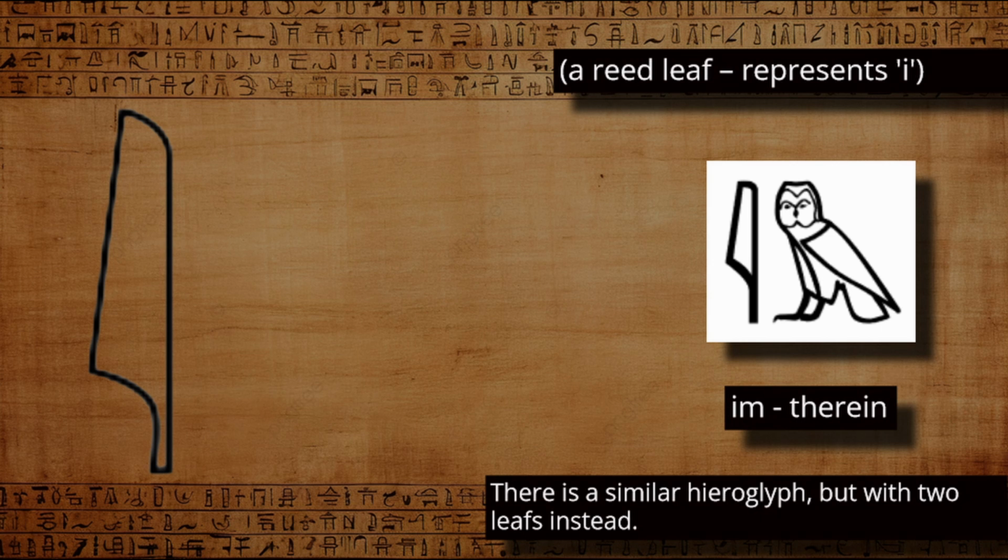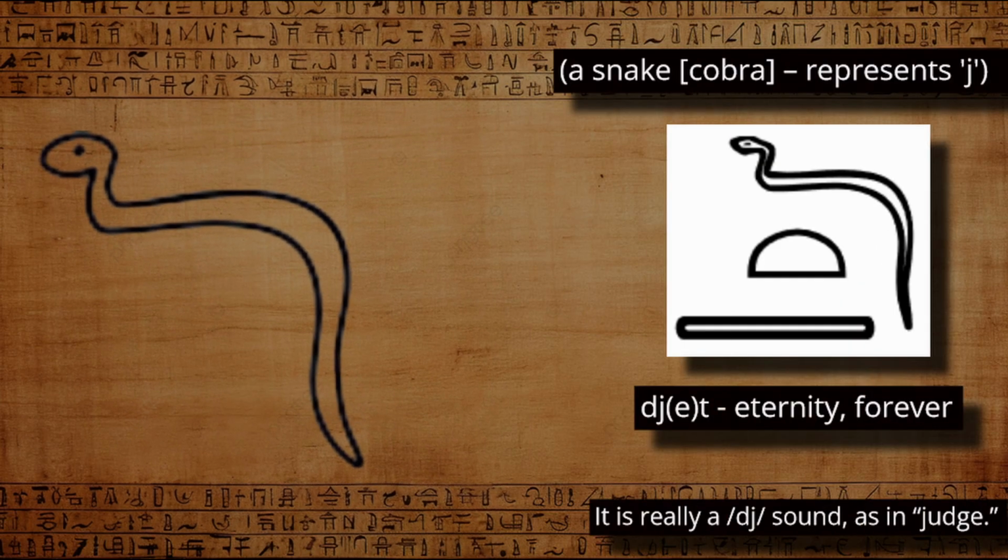A quick side note, there's a nearly identical hieroglyph with a small but significant difference. The number of reed leaves, so watch out for that. Oh, there's another snake. This time it is a cobra, and it signifies a j sound, like in judge. Here's where things get interesting. Stacked hieroglyphs. Read these top to bottom, with an ideogram below them. The word jed means eternity, and the horizontal line grounds its meaning.